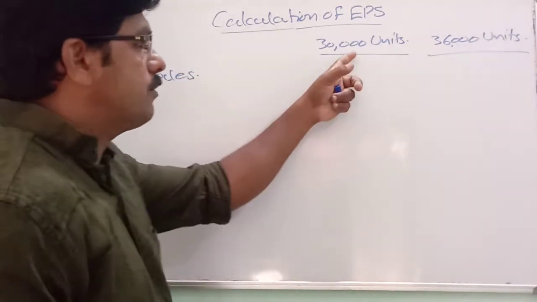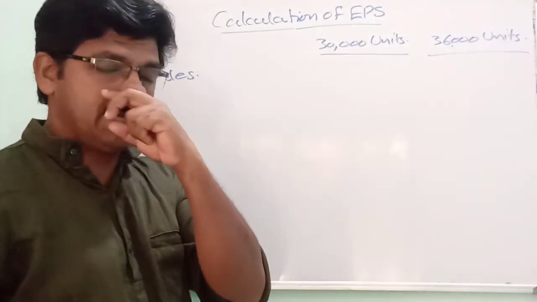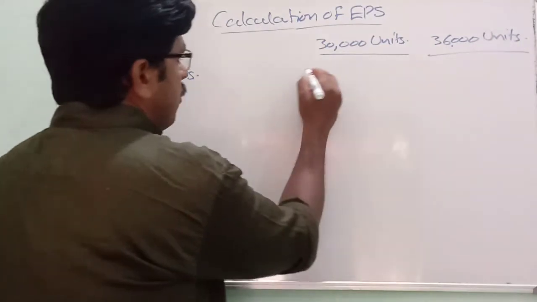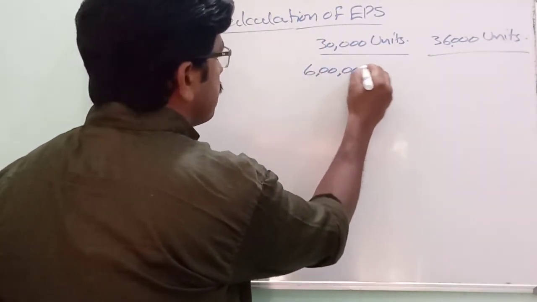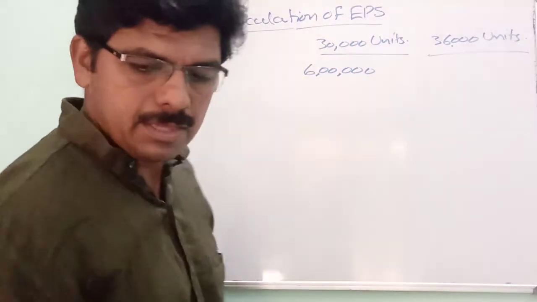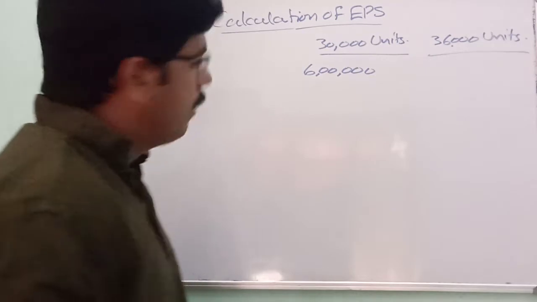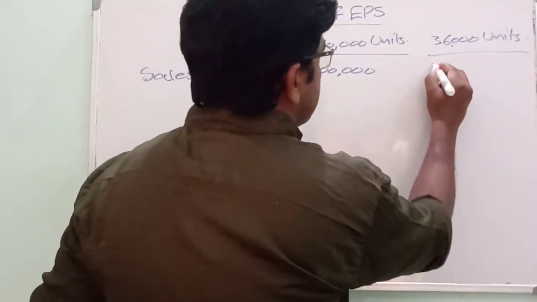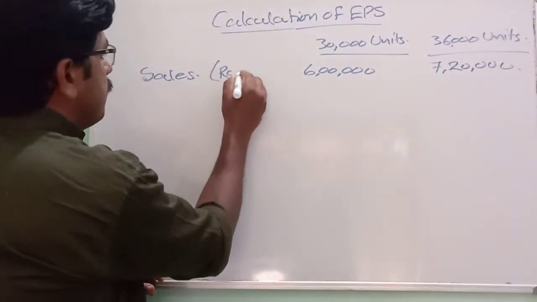Sales amount 30,000 units and carrying 20 rupees selling price per unit. Therefore, total sales is equal to 6 lakh rupees. And here 7,20,000. Sales at rupees 20.